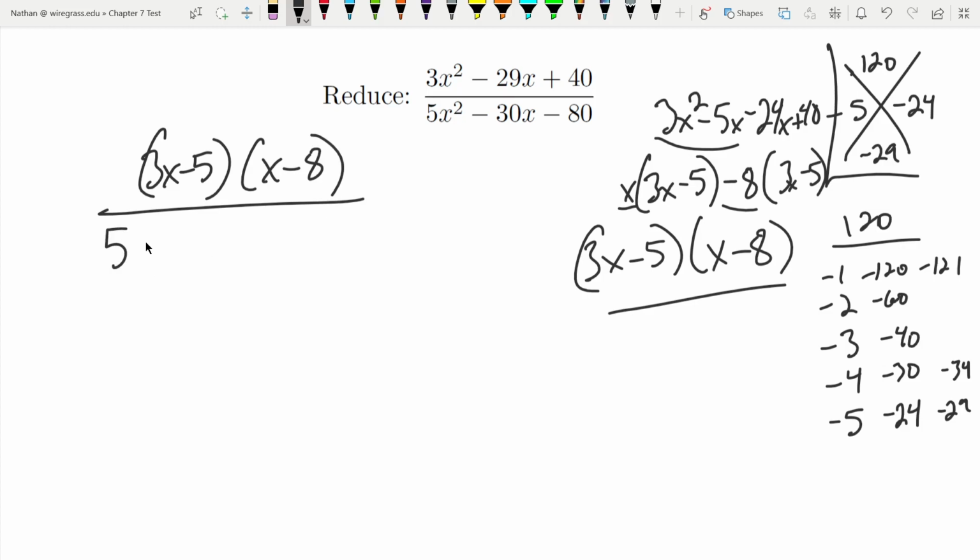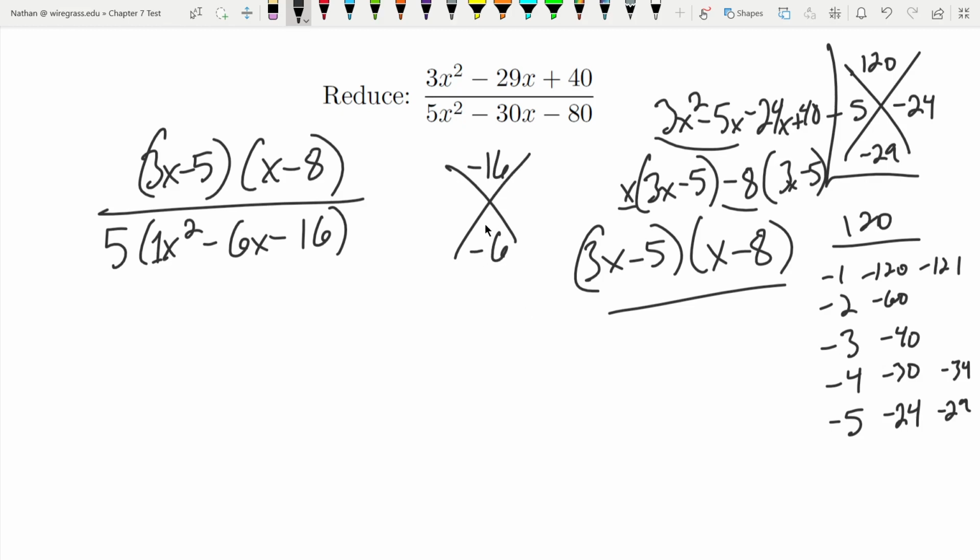On bottom, I can take out a 5. It's going to give me x squared minus 6x minus, let's see, 50 and 30. So it'll be 16. 50 and 30 makes 80. Okay, AC method once again here. A is 1, right? So we can use a shortcut method. 1 times negative 16 is negative 16.